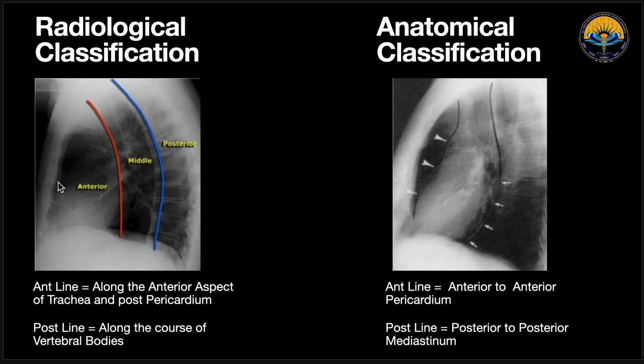So anterior to the anterior line we have the anterior mediastinum, posterior to the posterior line we have the posterior mediastinum, and between the anterior and the posterior line we have the middle mediastinum. Whereas coming to the anatomical classification, this is the anterior pericardium, this is the posterior pericardium. Anterior to the anterior pericardium we have the anterior mediastinum, posterior to the posterior pericardium we have the posterior mediastinum, and between them we have the middle mediastinum.